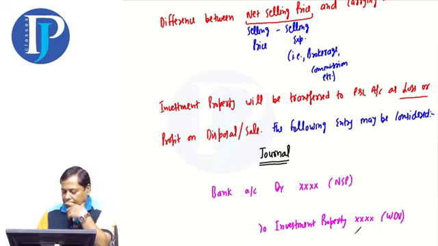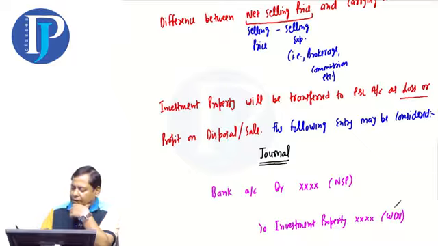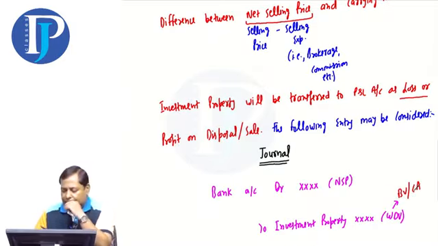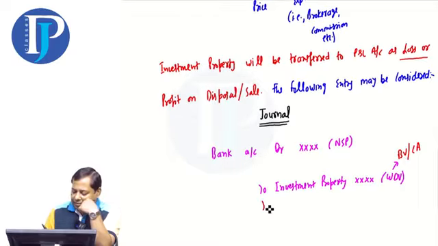This is WDV. We said book value. It's also called carrying amount, whatever you want. It's all the same. Book value, carrying amount, it's the same thing. And whatever the difference is, here we will write to P&L.